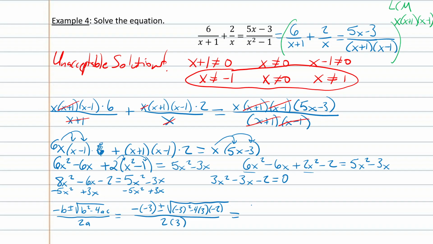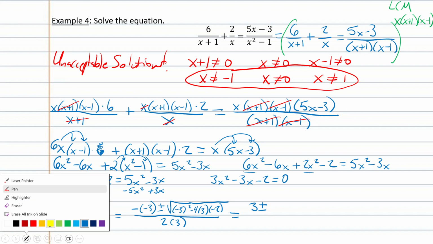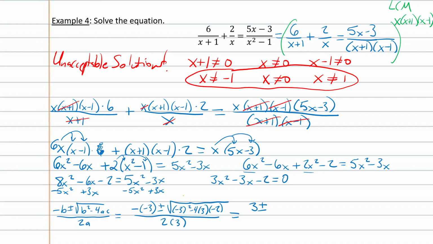Okay. Now this is going to give us a positive 3 out front, plus or minus. Now, if I look at 3 squared, I'm going to change colors here because I don't have but so much space left on the slide. Negative 3 squared here is a 9. Negative 4 times 3 is negative 12. Negative 12 times negative 2 is positive 24. Okay. So on the inside, what I'm really looking at here is the square root of 9 plus 24, which is 33. And then 2 times 3 is 6.